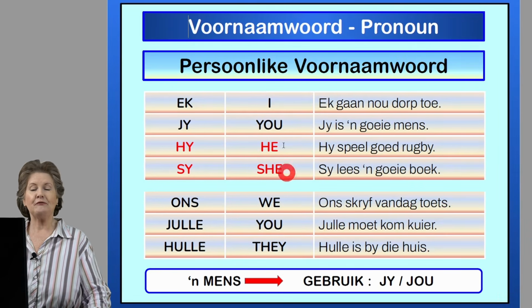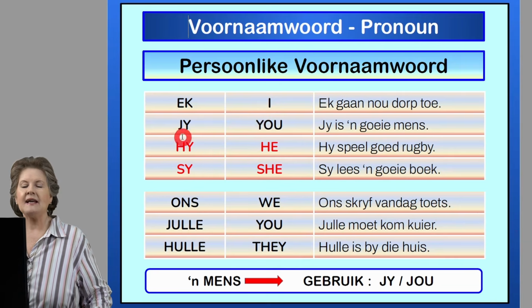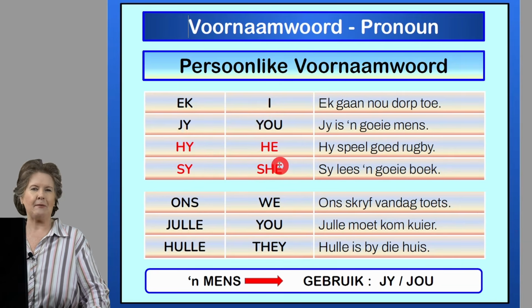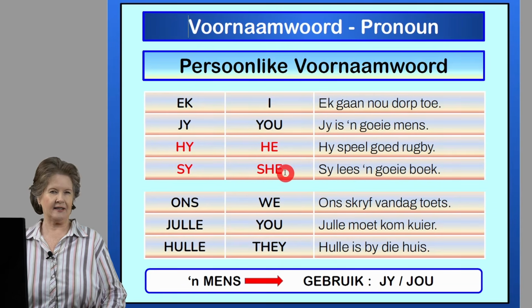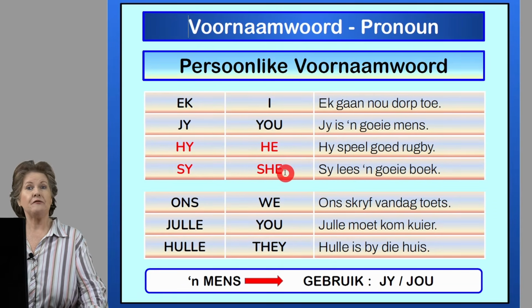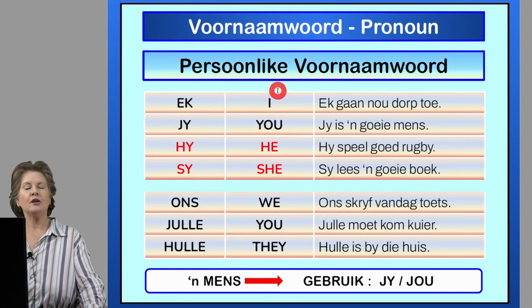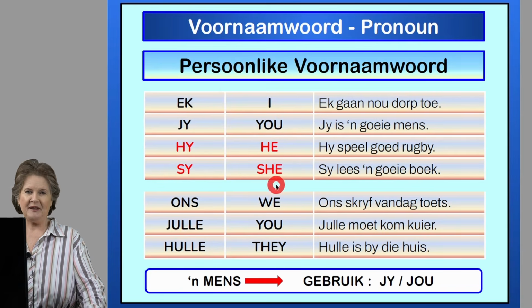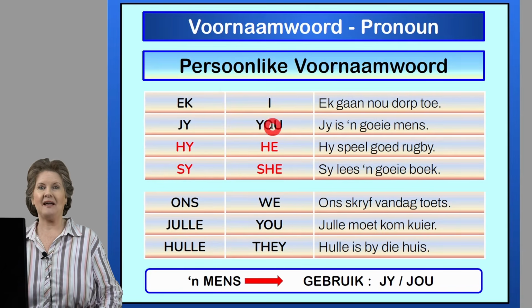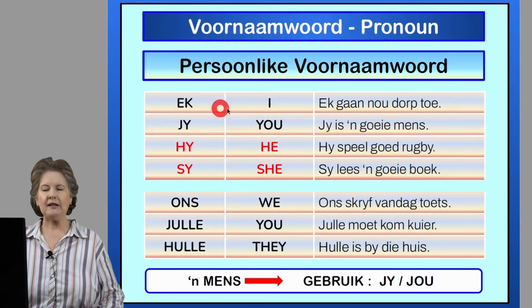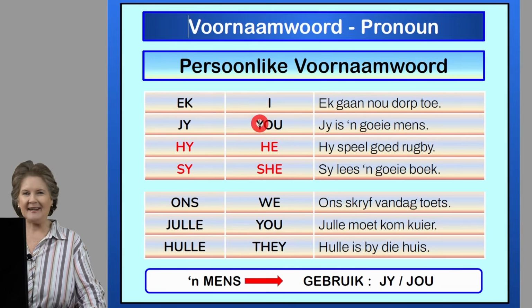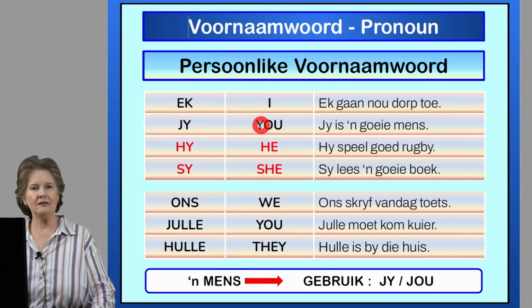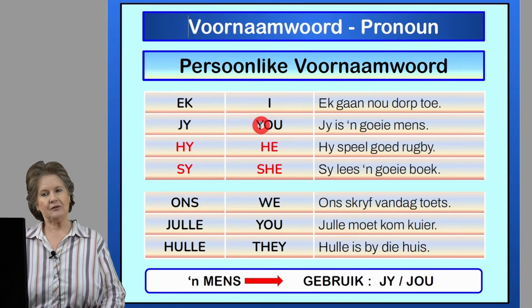Now the persoonlike voornaamwoord in Afrikaans is very much the same as in English. You just need to focus on the red parts here. So I would suggest, if you learn this, to close the Afrikaans side, look at the English pronoun, and then you must actually be able to give the Afrikaans one. You need to recite this like a poem, and you've got to say it like a parrot. That's the only way that you will be able to do this.